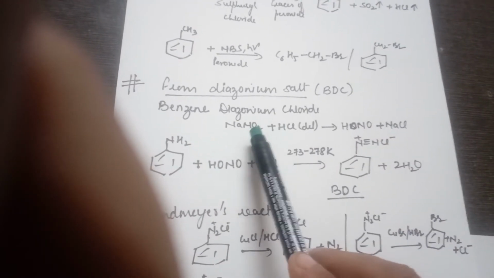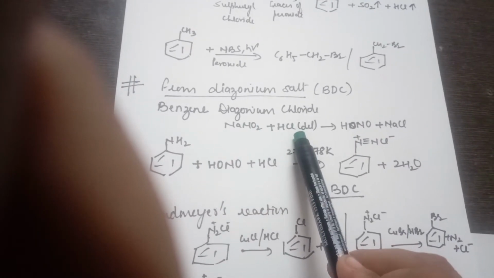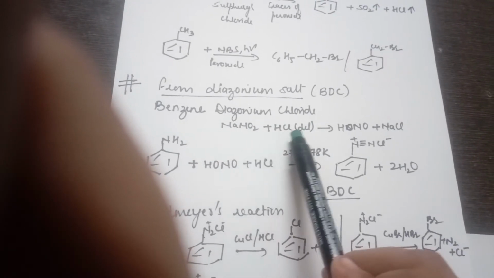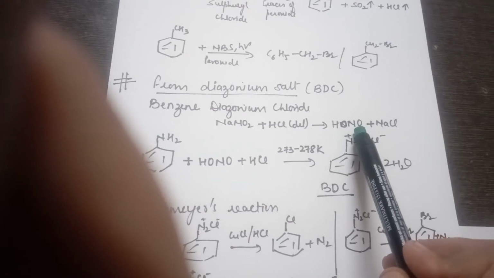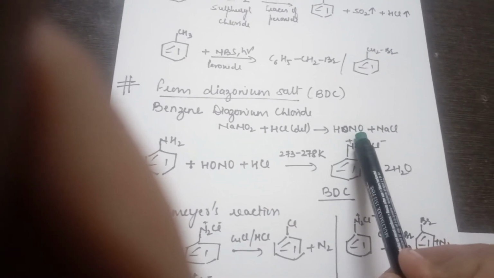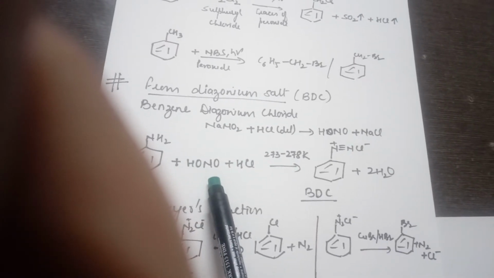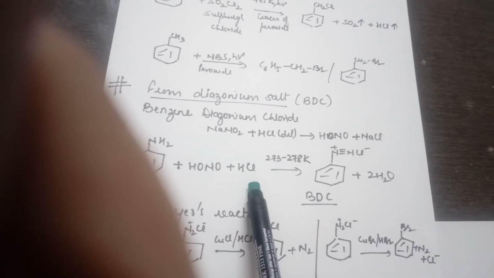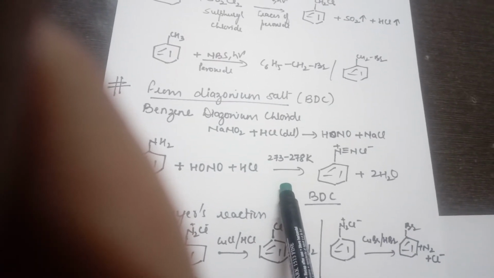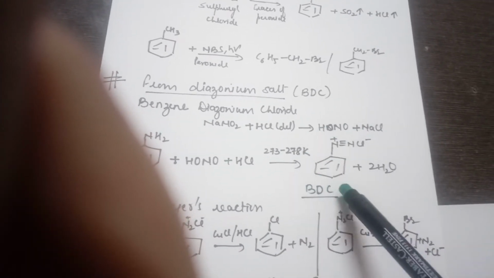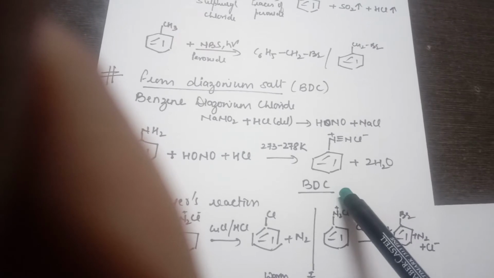or you can directly take sodium nitrite and dilute HCl. If you see, sodium nitrite and dilute HCl give you nitrous acid, HONO. So either you can write these two, or you can write nitrous acid with little HCl. And the temperature is 0 to 5 degrees Celsius or 273 to 278 Kelvin. Here your BDC is prepared. This is your benzene diazonium chloride.